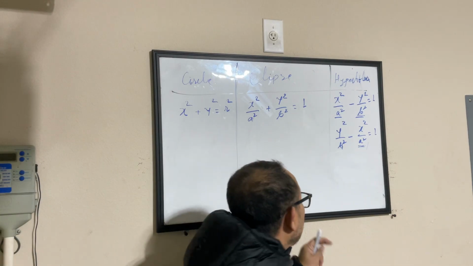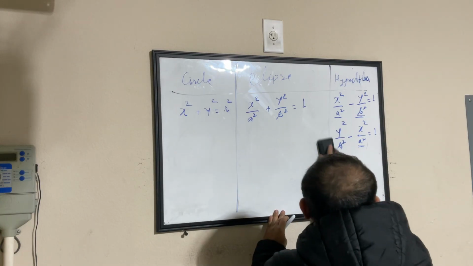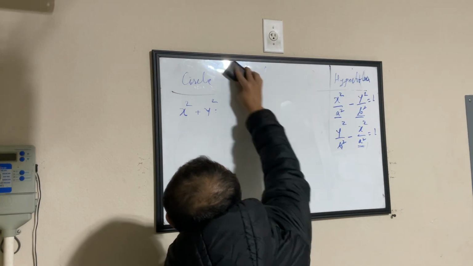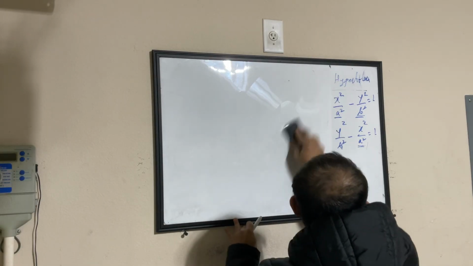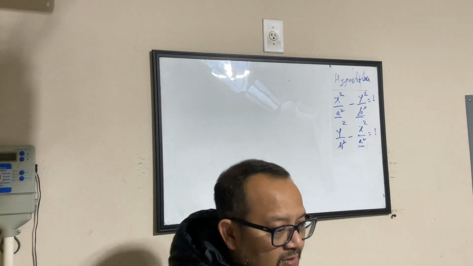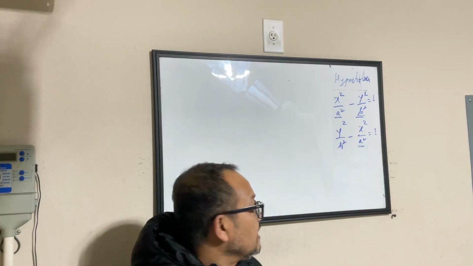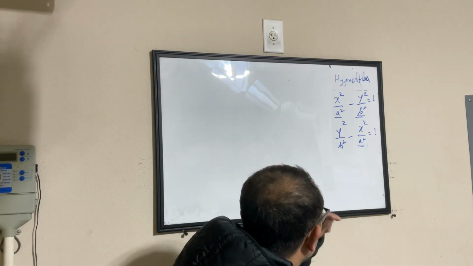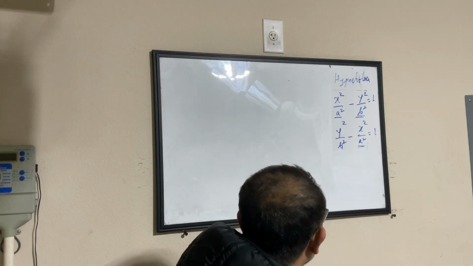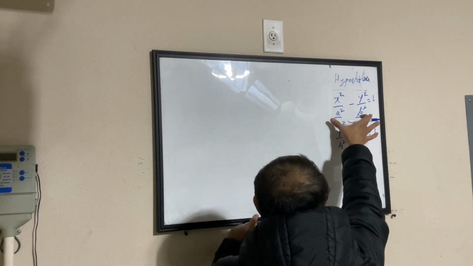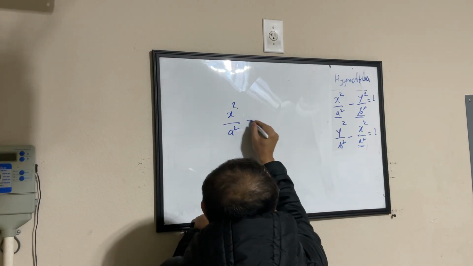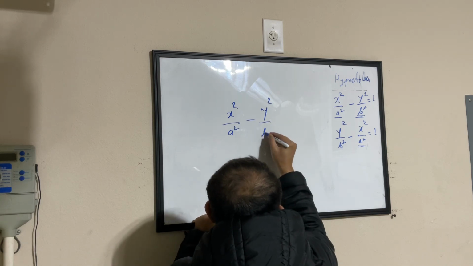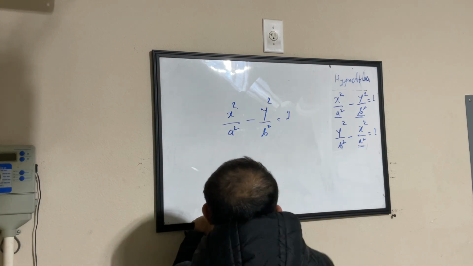Okay. Now let's look at some interesting aspect of this equation. For now, I'm saying that this is my standard form of a hyperbola. And we'll look at a little bit more detail around this one. Now, let's take this equation: x squared by a squared minus y squared by b squared equal to 1.